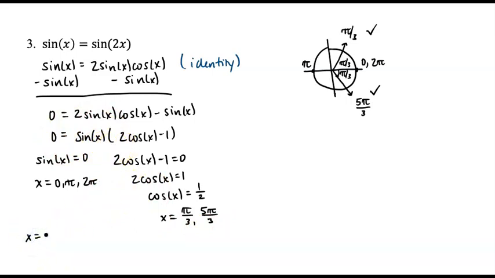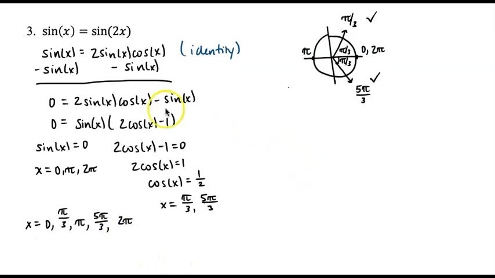So we get x is equal to 0, and I'll just put them in order: 0, pi over 3, pi, 5 pi over 3, and 2 pi.